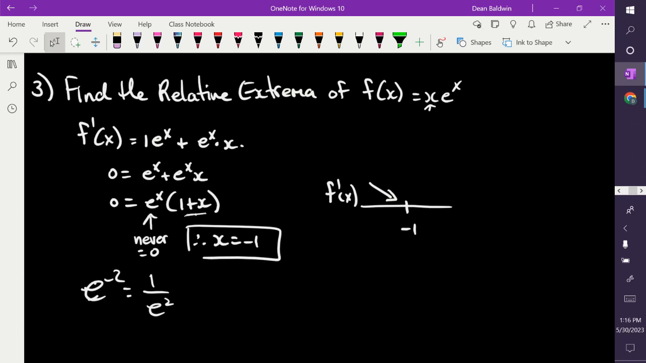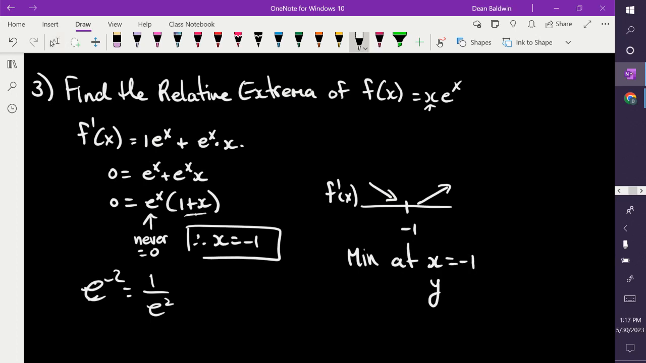And then if I pick, what's the easiest number to the right of negative 1? 0. If you put 0 in, you get 1 in there. e to the 0 is? So it's positive, which means we're increasing. Therefore, we have a min at x equals negative 1.